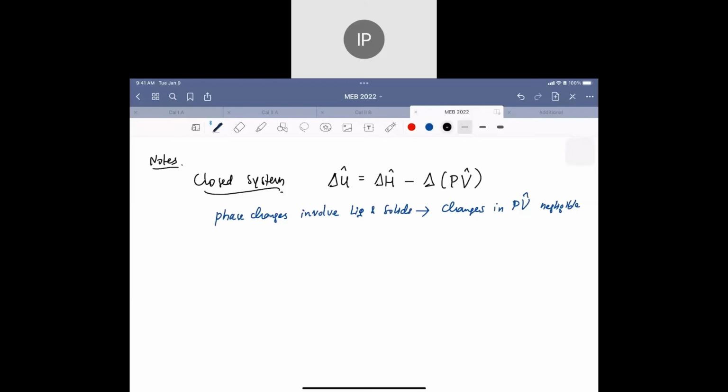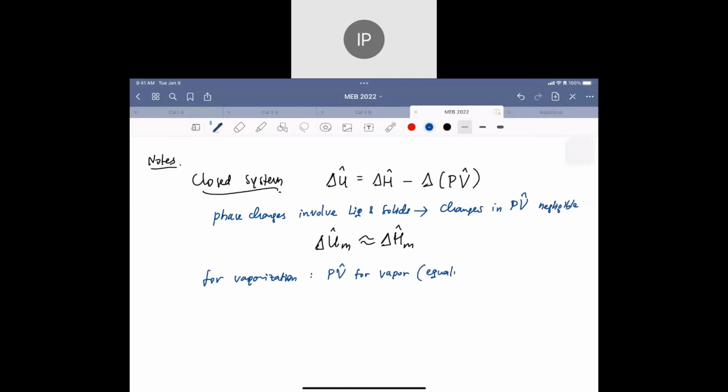So we could say that the delta of the internal energy is not equal, but maybe approximately equal to the enthalpy of the melting. M is for the melting. And for vaporization, this pressure and specific volume for vapor, so usually equaling the RT as we mentioned in the previous calculation.